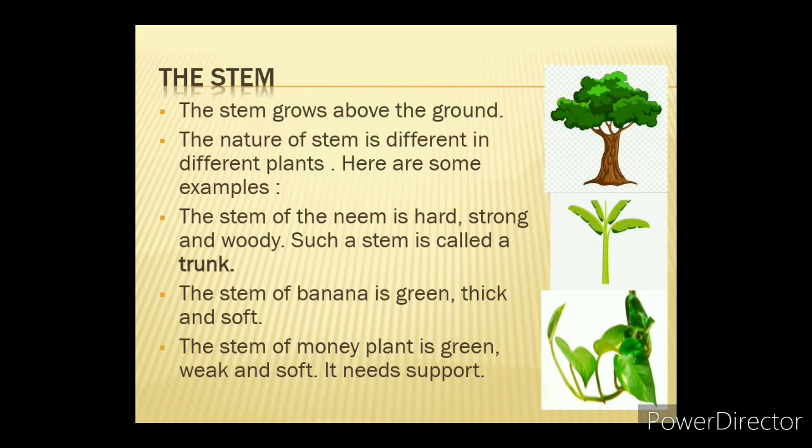Next we will see the stem. Let us discuss the stem. The stem grows above the ground. The nature of the stem is different in different plants. Here are some examples. The stem of the neem is hard, strong and woody. Such a stem is called trunk. The stem of banana is green, thick and soft. The stem of money plant is green, weak and soft. It needs support.